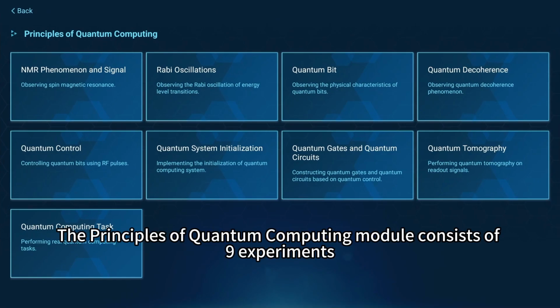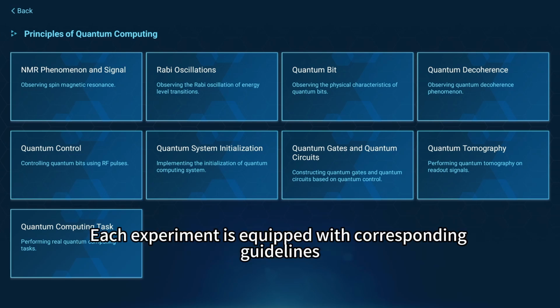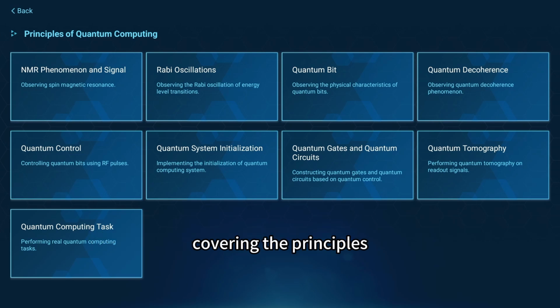The Principles of Quantum Computing module consists of 9 experiments, breaking down the underlying principles of quantum computing into 9 individual experiments. Each experiment is equipped with corresponding guidelines covering the principles, step-by-step instructions, and more. Following our detailed guidelines, users can conduct experiments, record the experimental data, and write experiment reports.